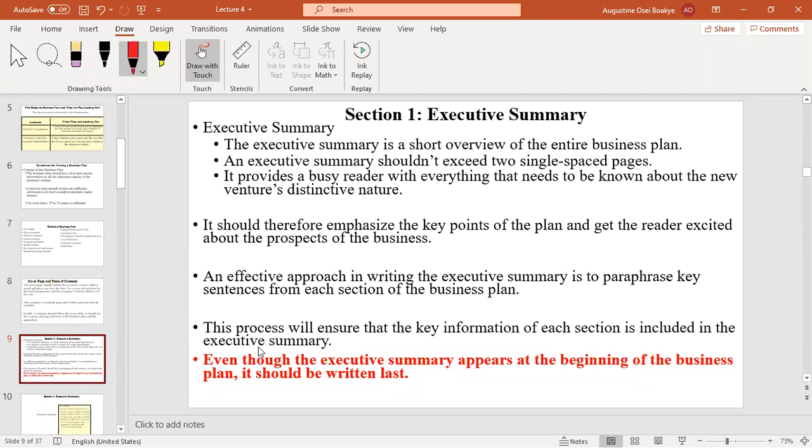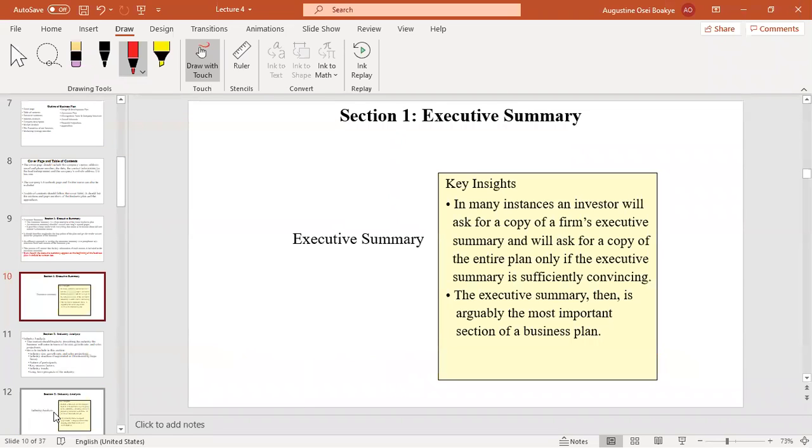All right. Now, some key insights about the executive summary. In many instances, an investor will ask for a copy of a firm's executive summary and will ask for a copy of the entire plan only if the executive summary is sufficiently convincing.